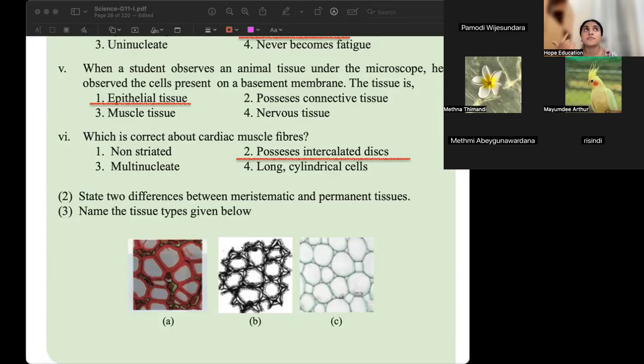Also, you can write: in meristematic tissues, the cells don't have a large vacuole. In permanent tissues, the cells have a large vacuole. A meristematic cell has no large vacuole; in permanent, there is a large vacuole. Anything else?